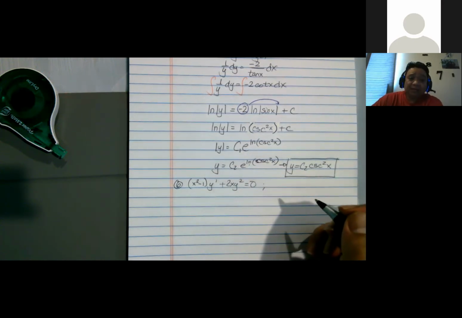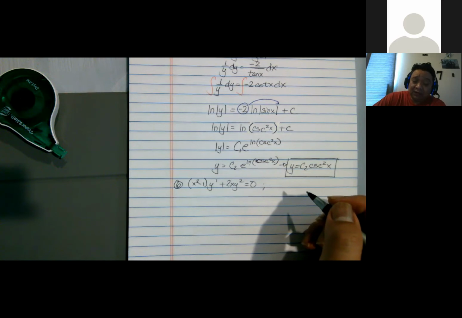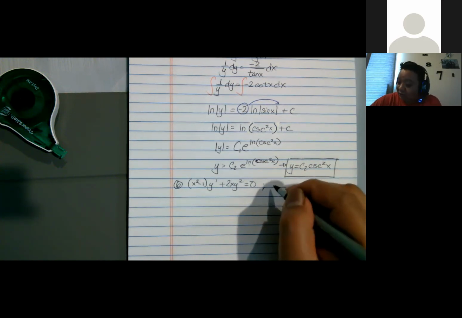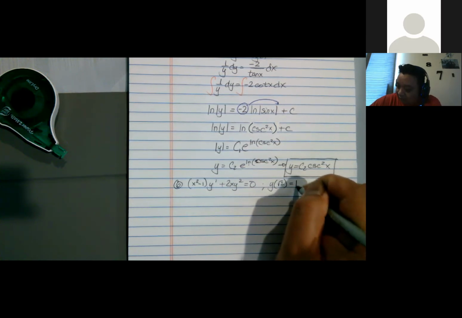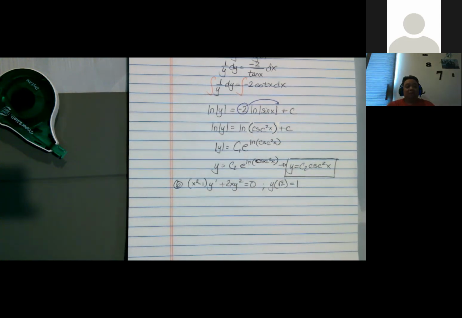And so what makes a differential equation initial value? It's going to have initial conditions on it. So in this case, y of radical 2 equals 1. So meaning, since initial conditions are given, at the very end, you have to find the value of your constant. Okay. Questions on that?